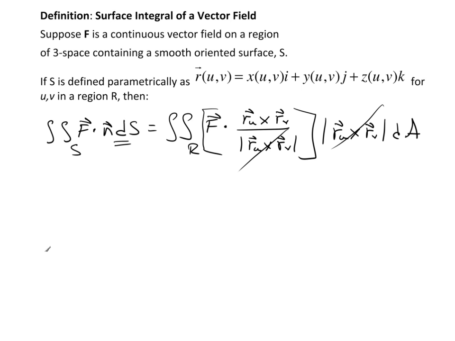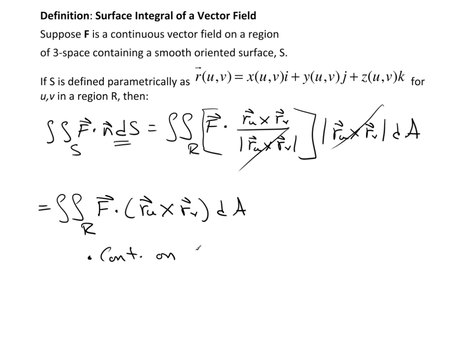Now obviously these are going to cancel out. What I end up with is this really nice double integral over the region of F dot the partial of r with respect to u cross the partial of r with respect to v dA. Now we need the partials to be continuous on R, where R is this region that we're integrating over. This is not like R2 or R3, it's not necessarily the reals, it's this region that we're talking about.